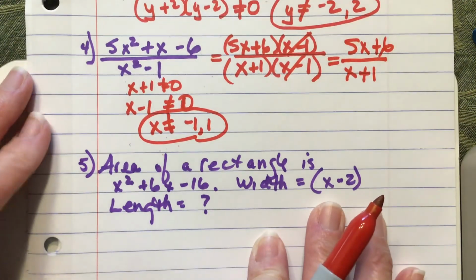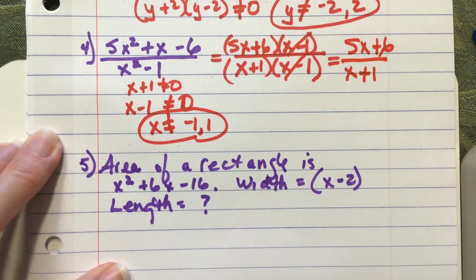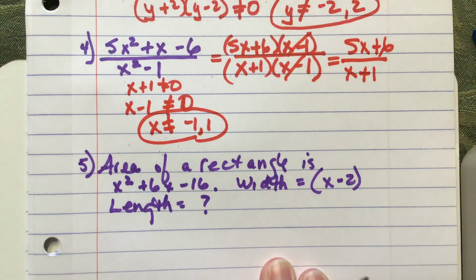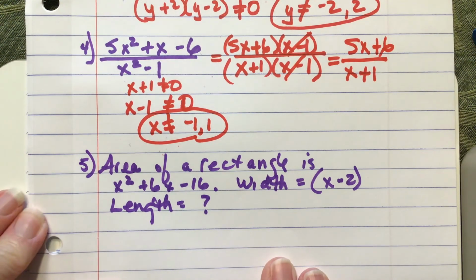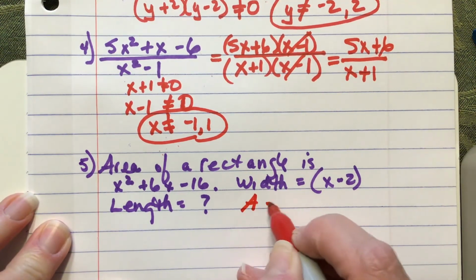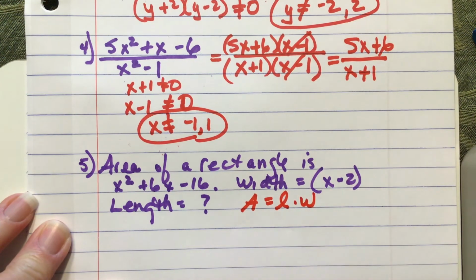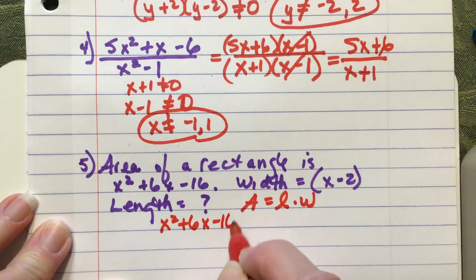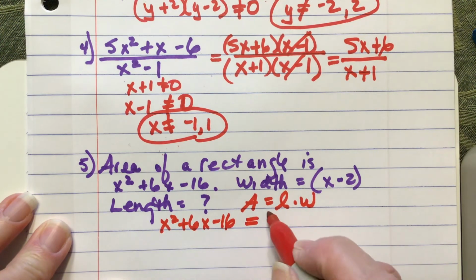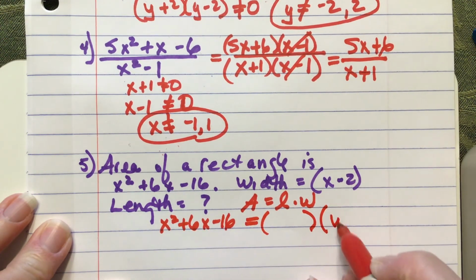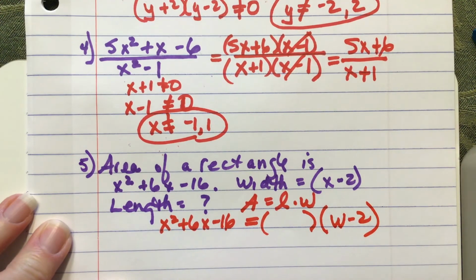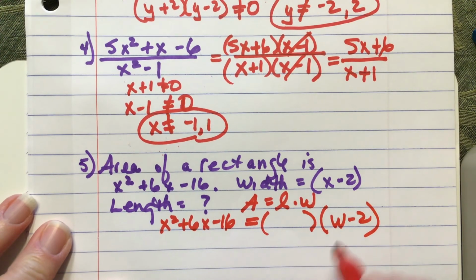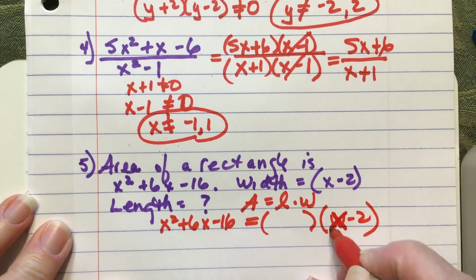So let's take a look at a word problem here. We have the area of a rectangle is x squared plus 6x minus 16, and we know that the width of the rectangle is x minus 2. So we need to find the length. We're going to say that area is length times width, so x squared plus 6x minus 16 is equal to something for my length times my width, and sorry, that should be x minus 2.